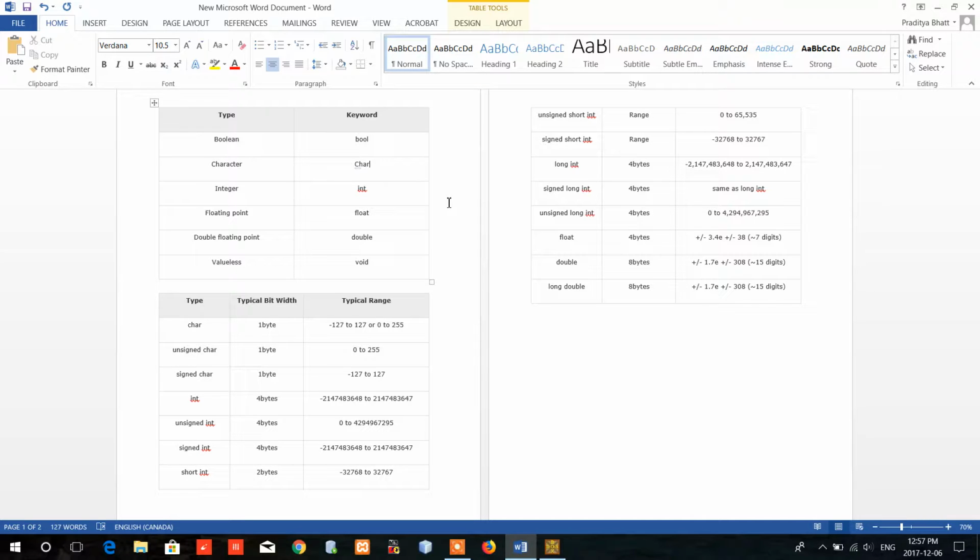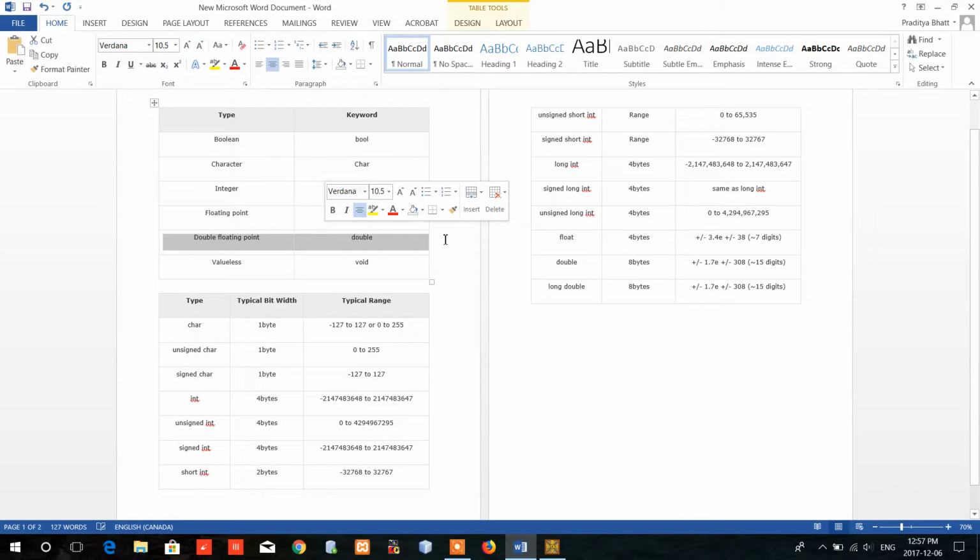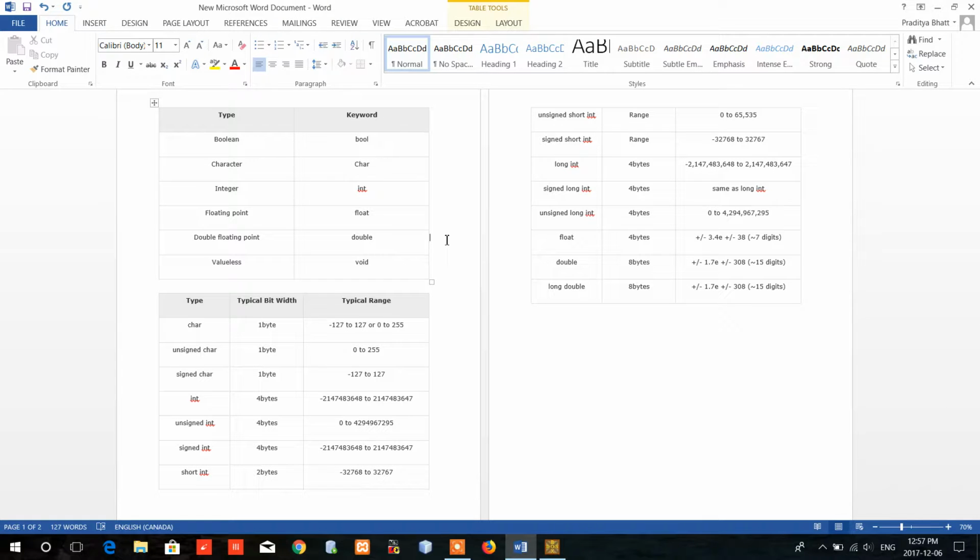So let's say if you want to be more precise and accurate with the value of pi and you want to store it to, I don't know, 10 or 12 decimal places, then you use the double. Double has the same properties as float but is just a bigger value. It has a bigger range and is a bit bigger in size. And the last one has no value, which is called void.